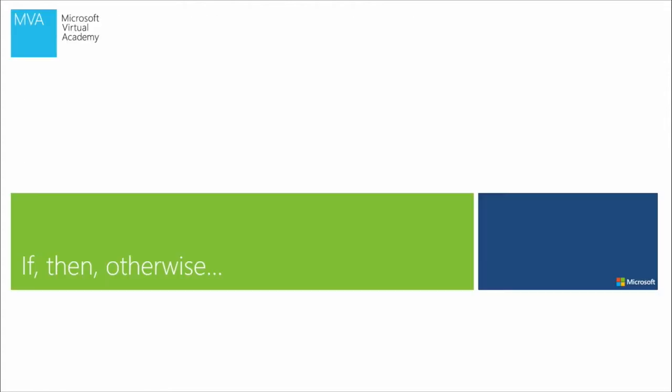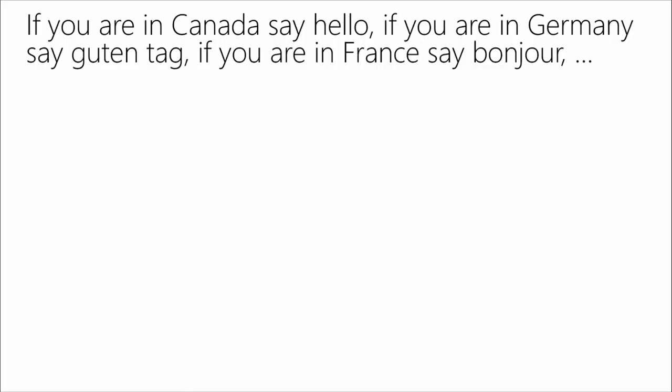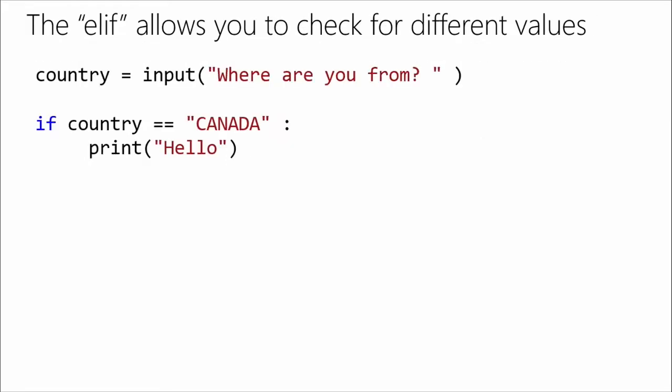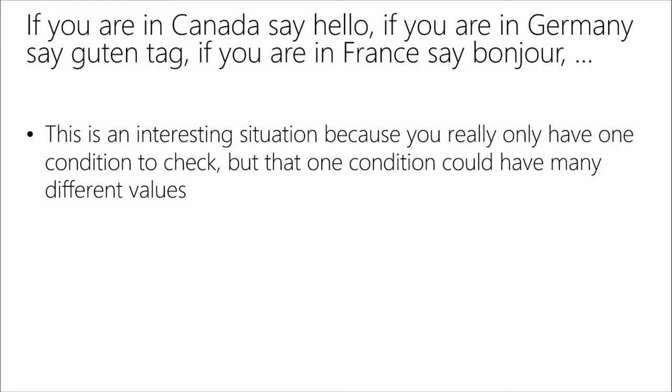So there's a lot of different things that are going to drive that decision-making process, that we're going to have, an if, then, otherwise. That is what we're going to try and build in. So to keep going with this little example, if you're in Canada, say hello, or England. If you're in Germany, say guten tag. If you're in France, say bonjour. It's sort of an interesting situation because you've got these multiple possible outcomes. It's not simply going to be, if one value is this way, do this, otherwise we're just going to move on to something else. So it's one value that we're checking, but it could have different entries inside of it.